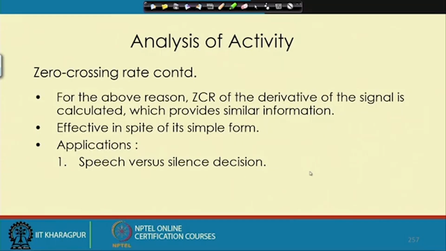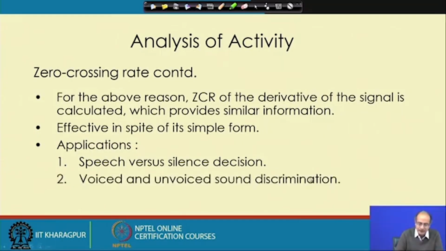Okay. So that is the first application. Next is the voiced and unvoiced sound discrimination.